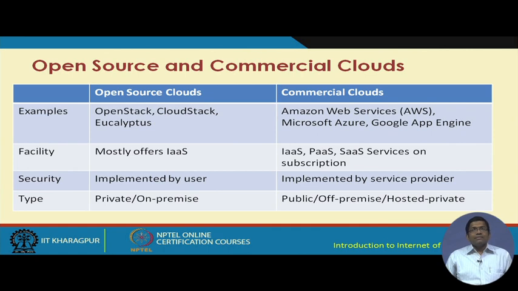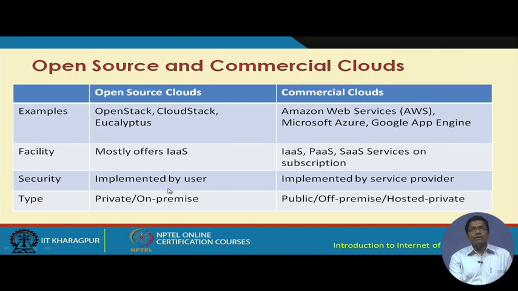So, those were the simulators. Now, let us talk about some real commercial and open source cloud platforms that are available for use. Some examples of open source cloud include OpenStack, CloudStack, Eucalyptus, and so on. Commercial cloud platforms include Amazon Web Services, Microsoft Azure, Google App Engine, and so on. Now, let us look at the open source cloud platforms. These open source cloud platforms mostly offer infrastructure as a service, whereas the commercial ones offer, in addition to infrastructure as a service, platform as a service, software as a service, and so on, on a subscription basis, that means on a payment basis.